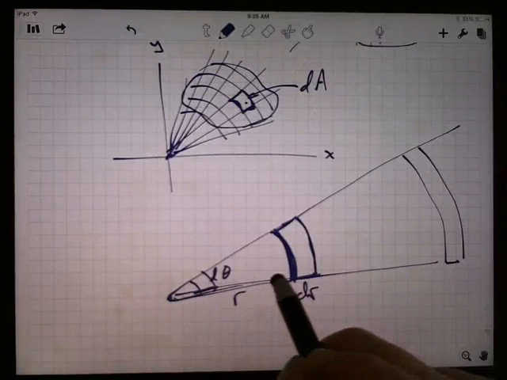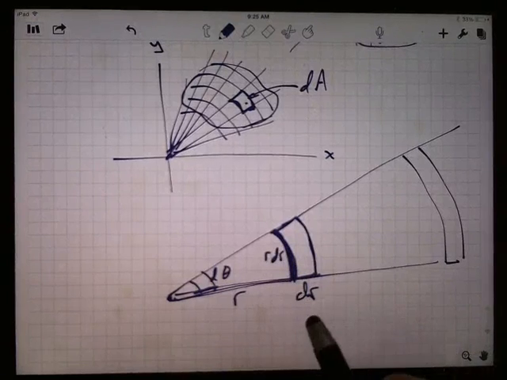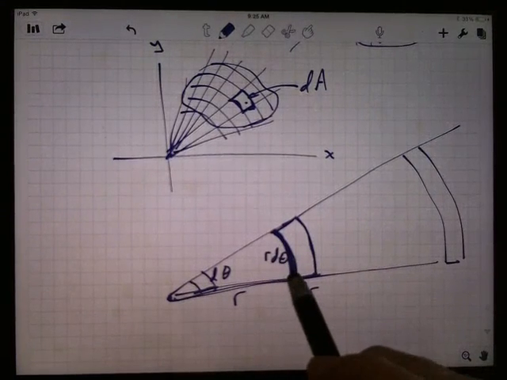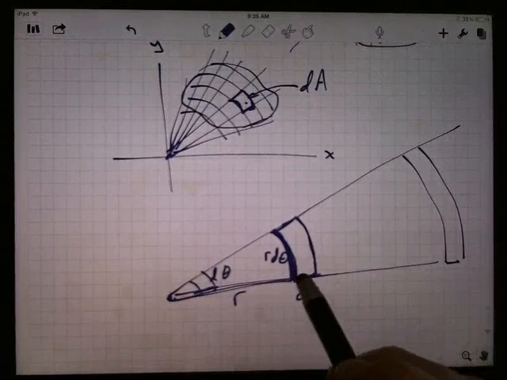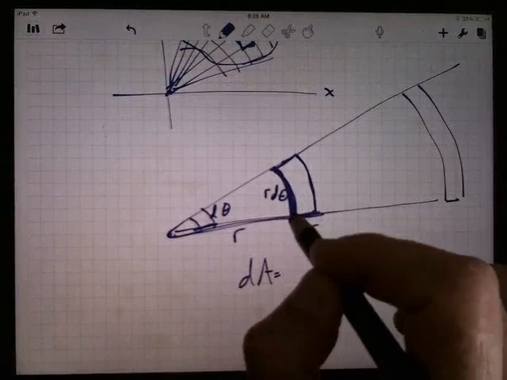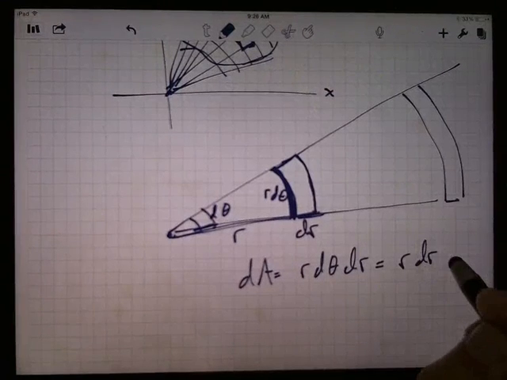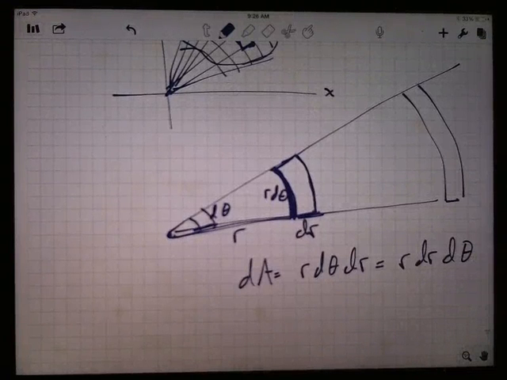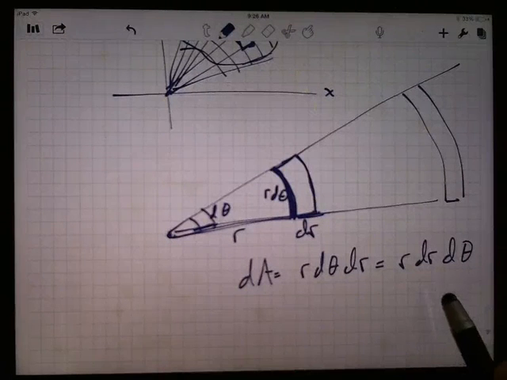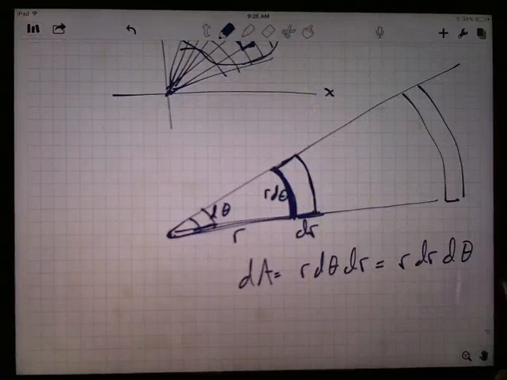Well, if you know the radius of a circle and you know an angle, then you can calculate the arc length. That arc length is r times dr. No, it isn't. It's r times d theta. Right? Well, it's the radius times the angle. That's the arc length. My angle here is d theta. So the area now, the area of that little piece, dA, is length times width. So this is r d theta dr, or it's r dr d theta. That's the area element in polar coordinates, r dr d theta.